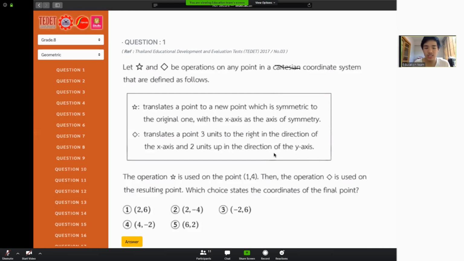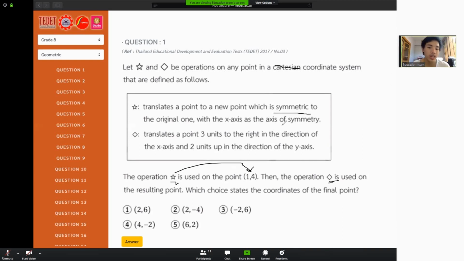With this one, it's a bit of a wordy question for what it's actually asking for. It's asking you to do this operation on this point, and then after that, do this operation. Now, what is this star operation? This star says to translate a point to a new point which is symmetric to the original one, with the x-axis as the axis of symmetry. So I hope you all know, right?